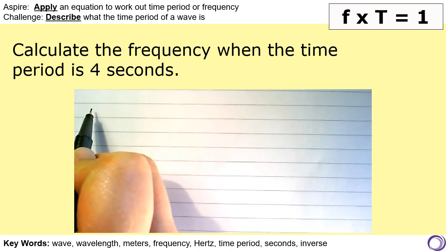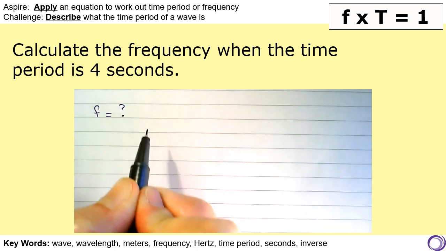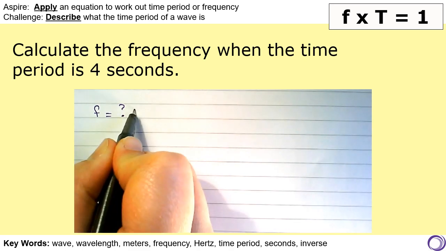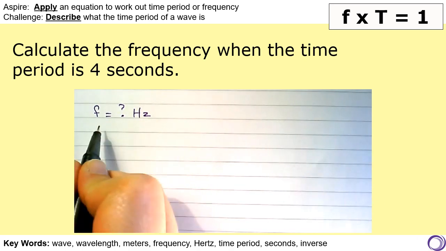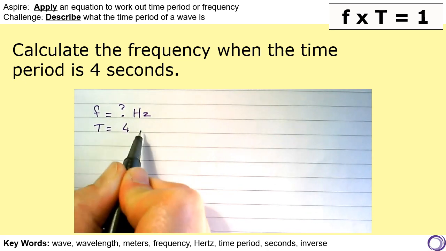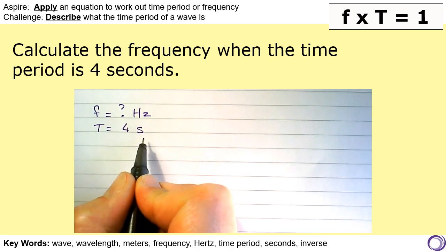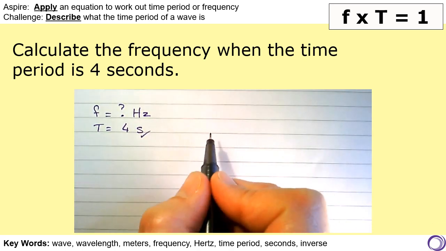So in this question, frequency is my unknown. It's what I need to find out. And the unit for frequency, remember, is hertz. The time period given to me in the question is 4 seconds. I will just check, is that the correct unit for time period? Yes, it is. Now I'm going to write my equation.